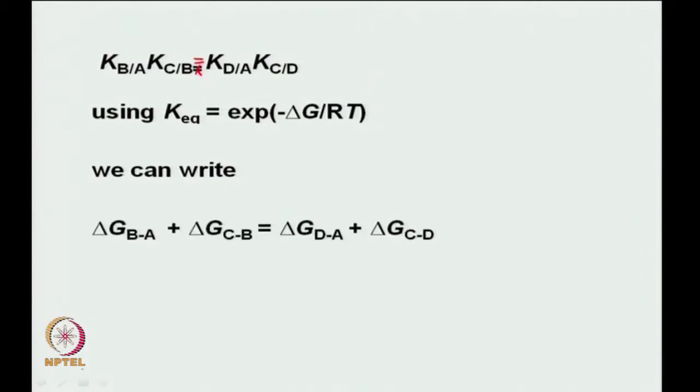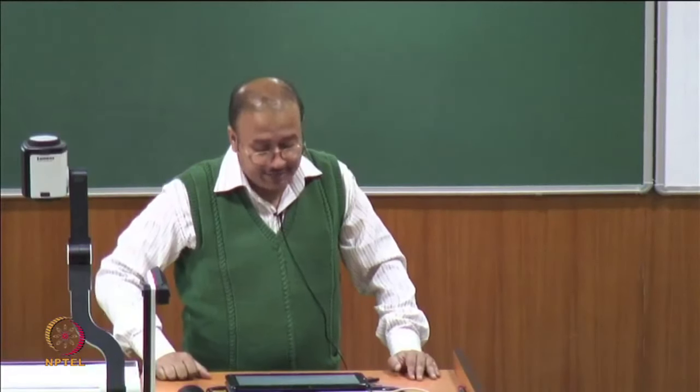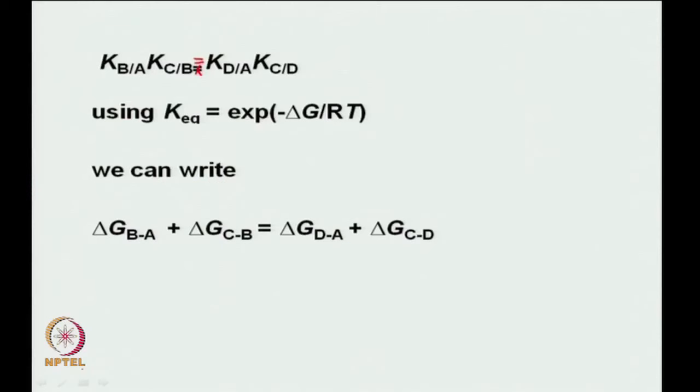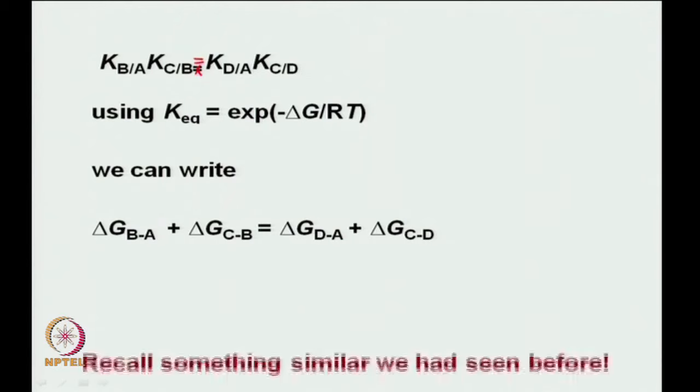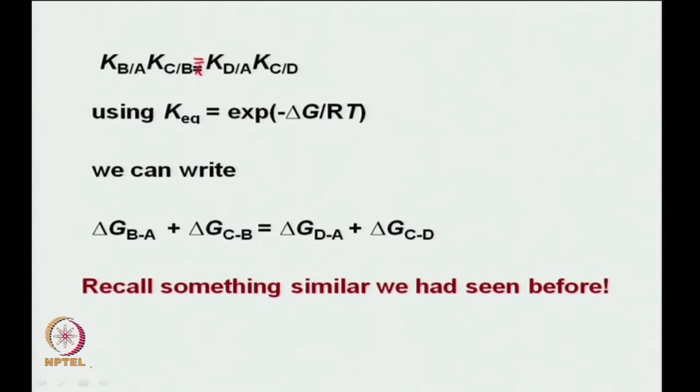We can write delta GBA plus delta GCB is equal to delta GDA plus delta GCD, straight from here, right. We just do the simplification, it does not matter how you do it, and this is what you are going to end up with. Okay. And that is what I said. If you try to recall, something similar we had seen before, this is what we had.